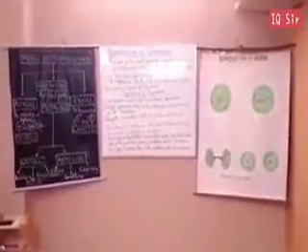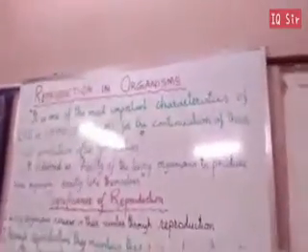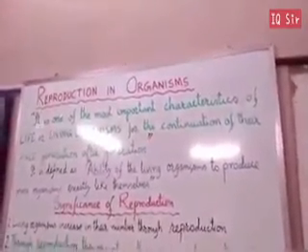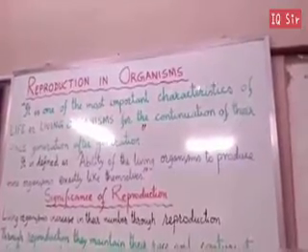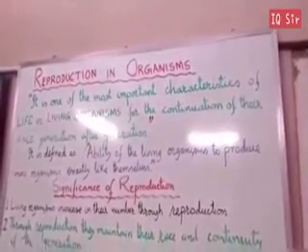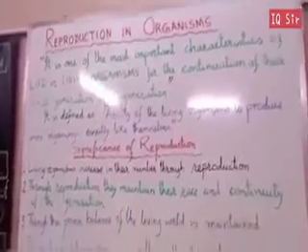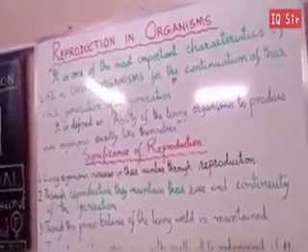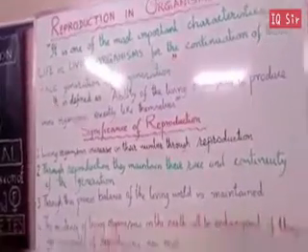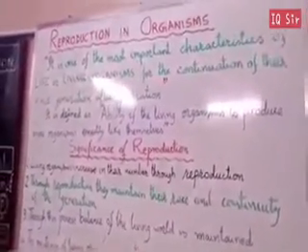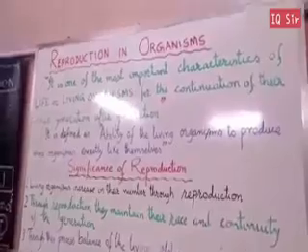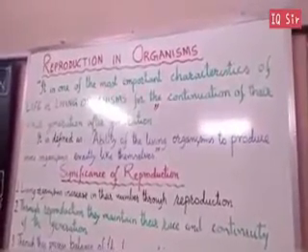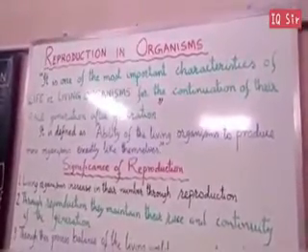The first unit is reproduction in organisms. As you can see, it is one of the most important characteristics of life or living organisms. Why will we call it most important? Because there are characteristics like nutrition, excretion, respiration.